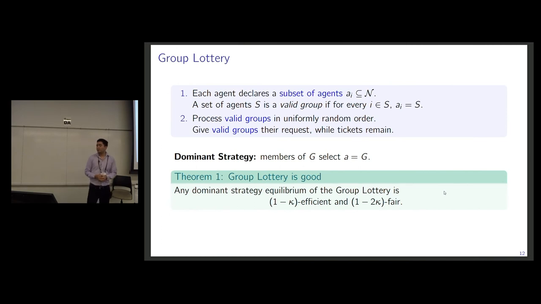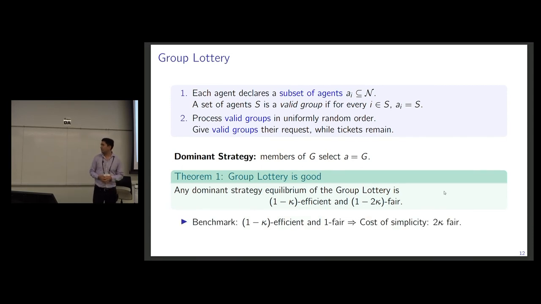And moreover, we show that any dominant strategy equilibrium here is going to be 1 minus kappa efficient and 1 minus 2 kappa fair. So let me here just say that here we don't have multiple winners. And here we have that small groups can have an advantage over large groups. So when we have a few tickets, small groups still can be successful, whereas large groups don't.